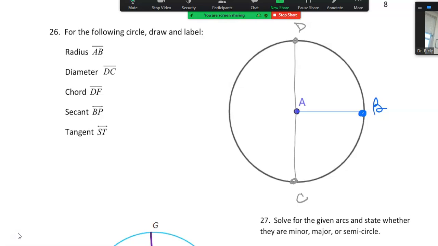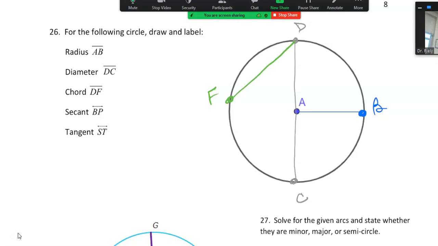Okay, and there you go. So that's your radius, DC. Now I want a chord. Now the chord does use the D. So let's change color again. And what if I put my F, say, over here? And I just connected those dots. That's a chord.